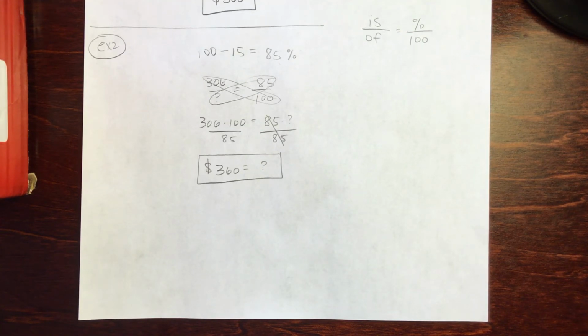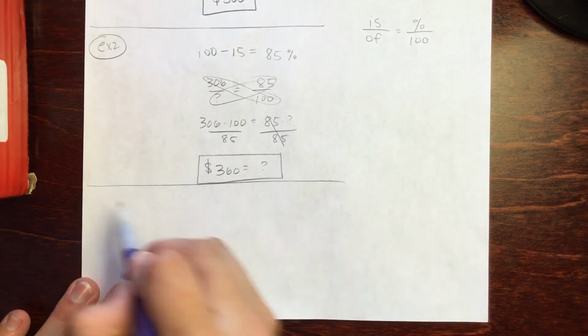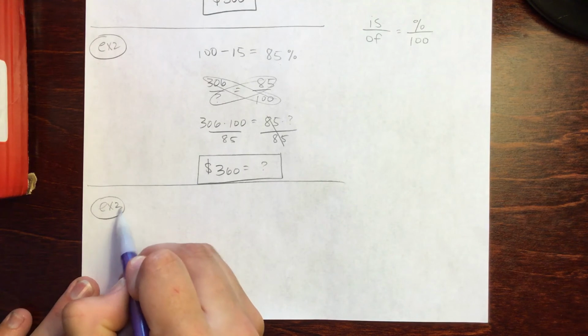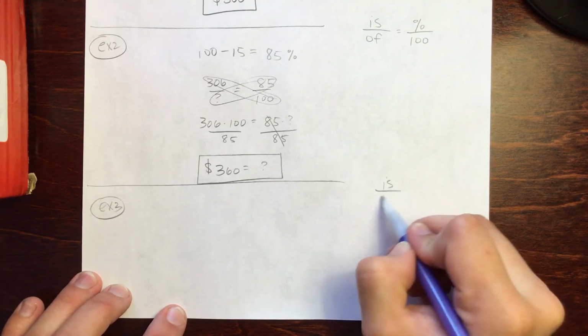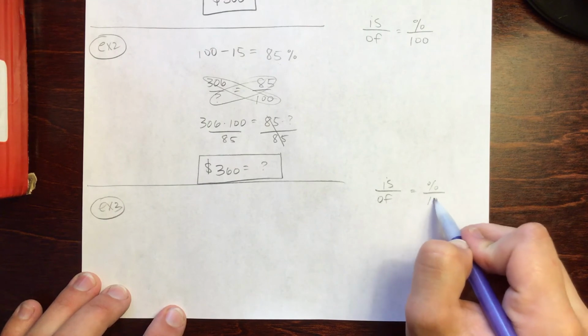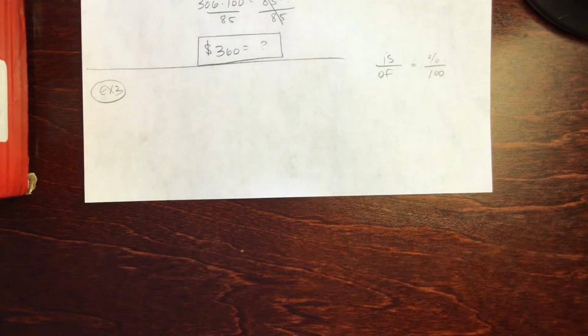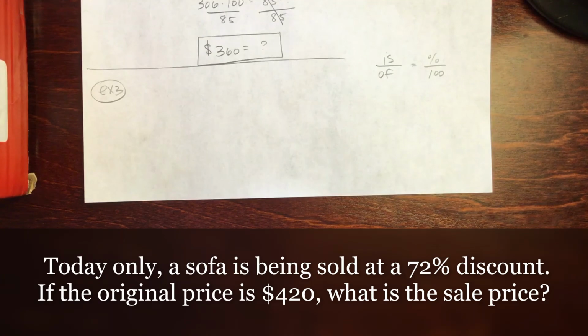Okay, I know this isn't what they asked, or this isn't what you're going to see on homework, but it's along the same lines, and I think it's important for us to see that it's not always going to be this exact setup. So let's do one more example, because this is more of what you're going to see in real life. Today only, a sofa is being sold at a 72% discount. If the original price is $420, what is the sale price? So this is what you're going to see in real life. You're going to see the 30% off, 20% off, or this is 80% now. And they're going to give you the original, but you have to figure out the new price. So that's what we're going to do now.